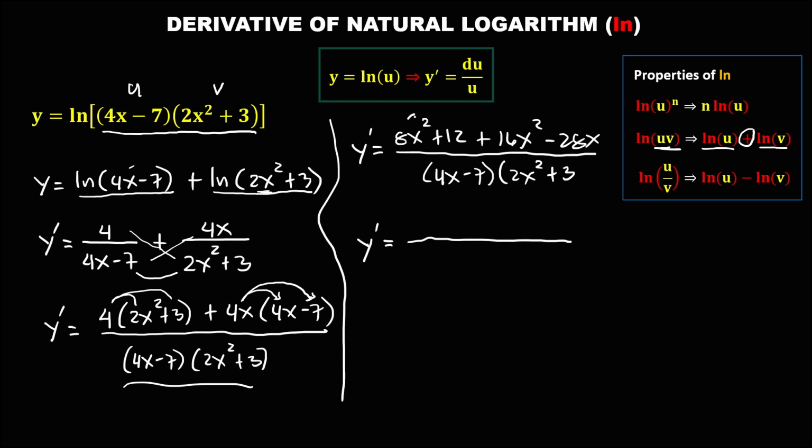So this 8x squared and 16x squared, so this one is 24x to the power 2. Then we have negative 28x, then plus 12, then over 4x minus 7 times 2x squared plus 3.